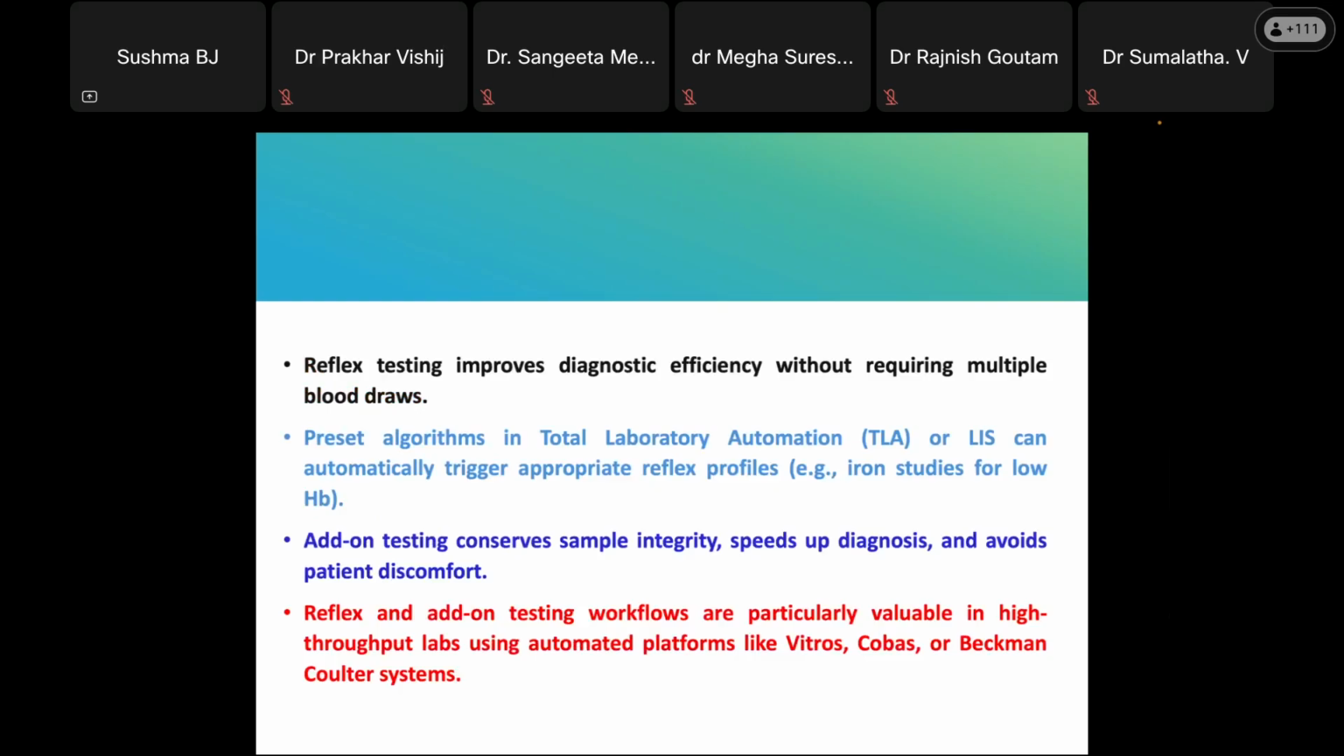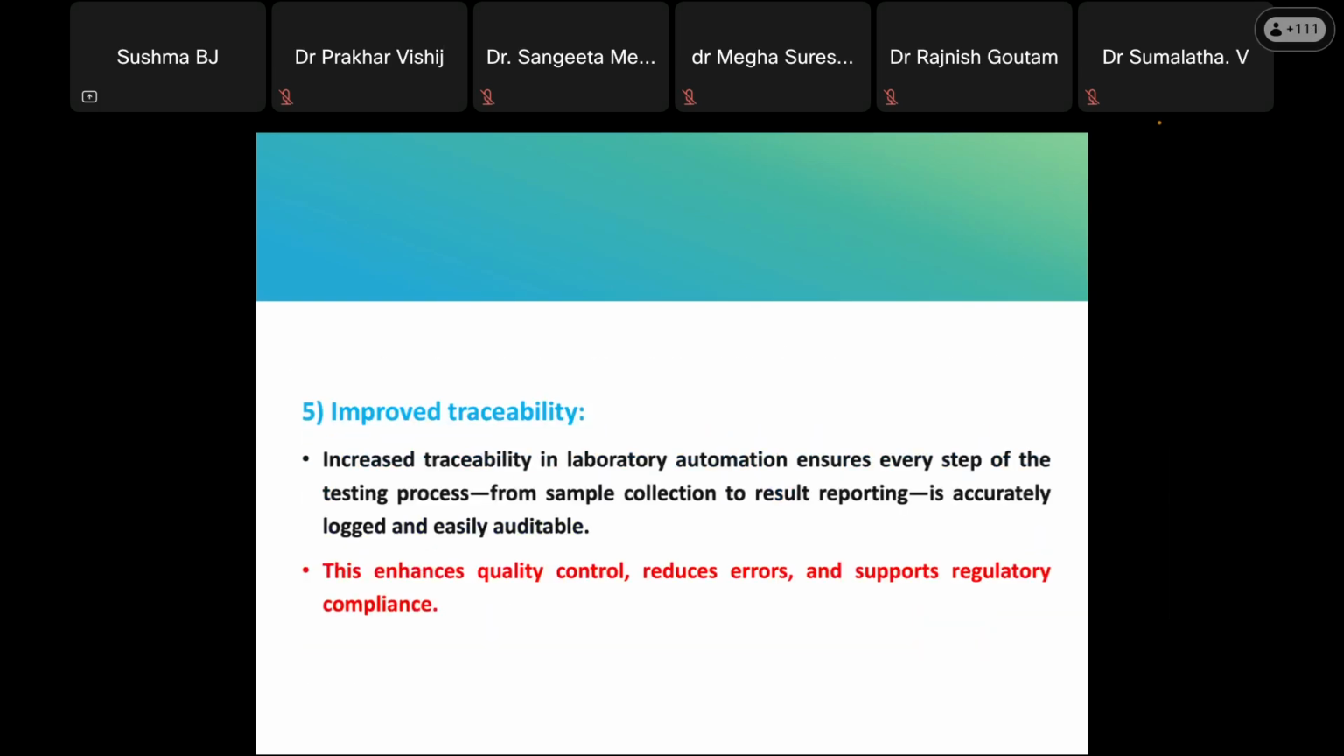Present algorithms in TLA and LIS can automatically trigger the appropriate reflex profile, that is iron studies for low hemoglobin. Also, add-on testing conserves sample integrity, speeds up the diagnosis and avoids patient discomfort. So they're particularly valuable in high-throughput labs using automated platforms. Currently in our lab, we have the Vitros 5600 integrated system, and we have Cobas as well, and Beckman Coulter systems. Another advantage of TLA is increased traceability.